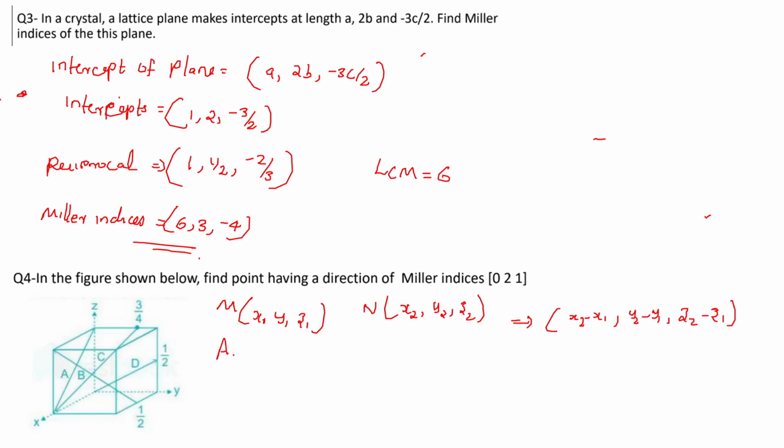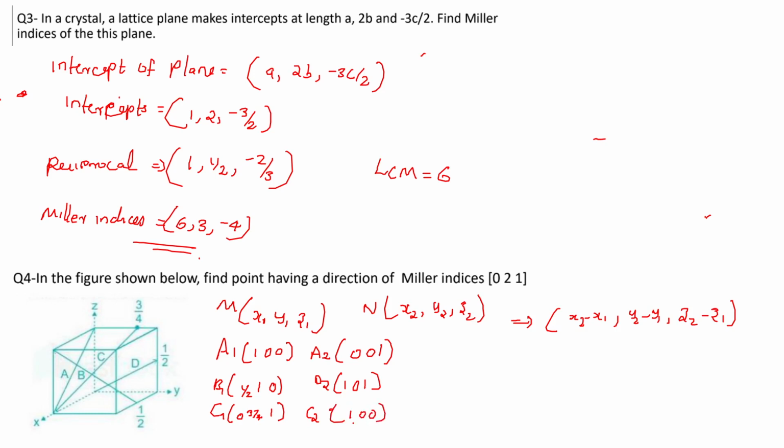I am calling the ends A1 and A2. A1 will be 1, 0, 0, and the other end of A, that is A2, will be 0, 0, 1. Now you have to find the Miller indices. Similarly, B1 is half, 1, 0, and B2 is 1, 0, 1. Similarly, C1 is 0, 3 by 4, 1. C2 is 1, 0, 0. Now D1 is 0, 0, 0 and D2 is 0, 1, 1 over 3.